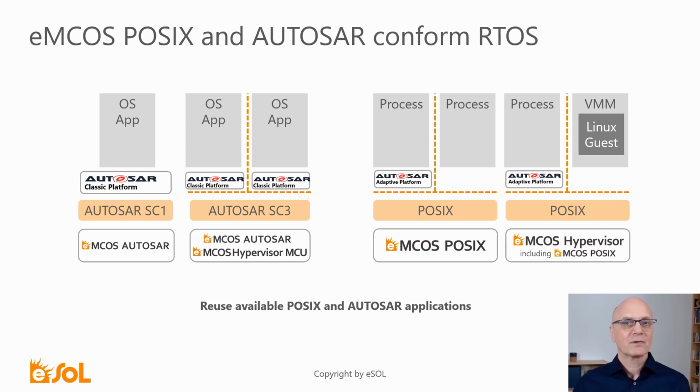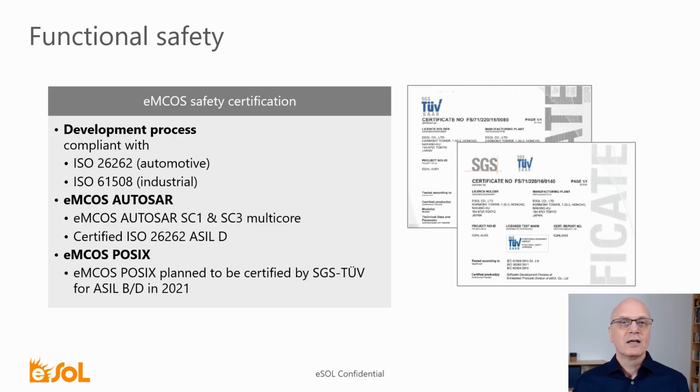The most common use case of our eMCOS customers is that they start prototyping on Linux and then port their POSIX applications to eMCOS to ensure real-time and functional safety for mass production. By using eMCOS, you get the benefits of a pre-certified safety RTOS with a much higher parallel portion than a standard microkernel RTOS. eMCOS AUTOSAR is already certified to automotive ISO 26262 ASIL-D, and eMCOS POSIX ASIL-D certification is ongoing, planned to be finalized by the end of this year, 2021.